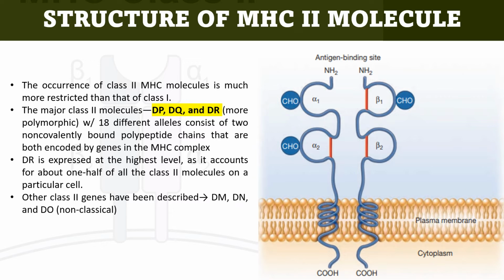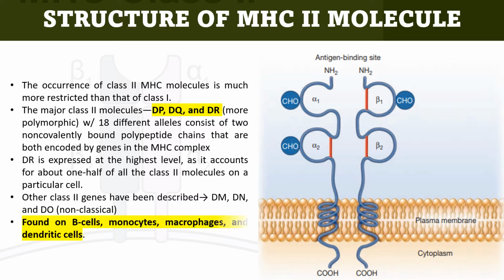Other class 2 genes have been described as DM, DN, and DO. These are the non-classical genes. These are found on B cells, monocytes, macrophages, and dendritic cells.